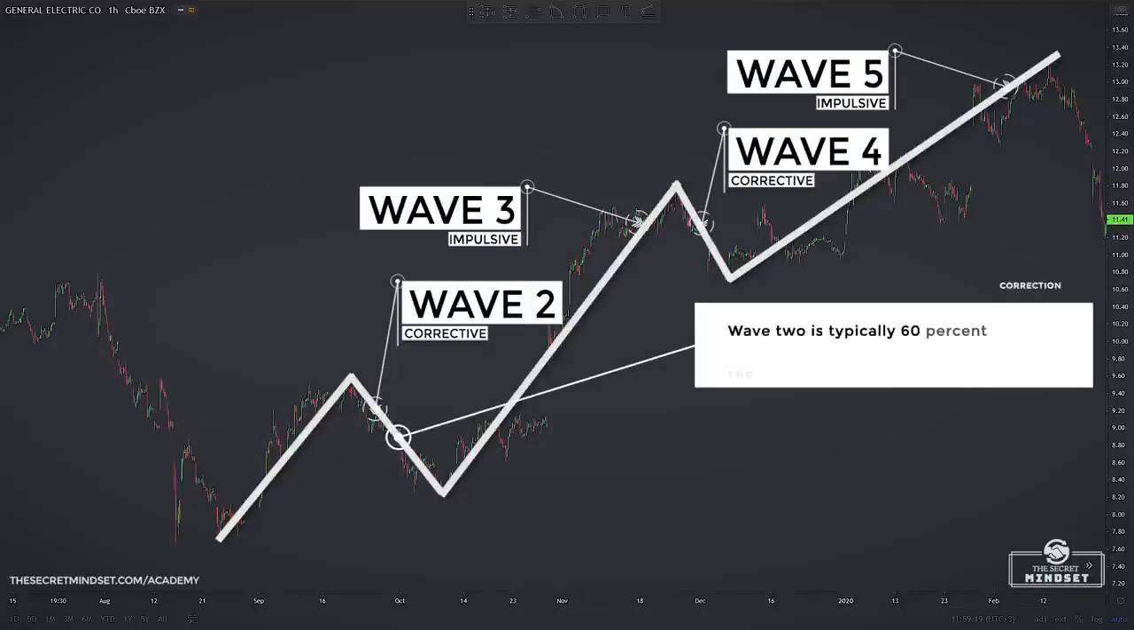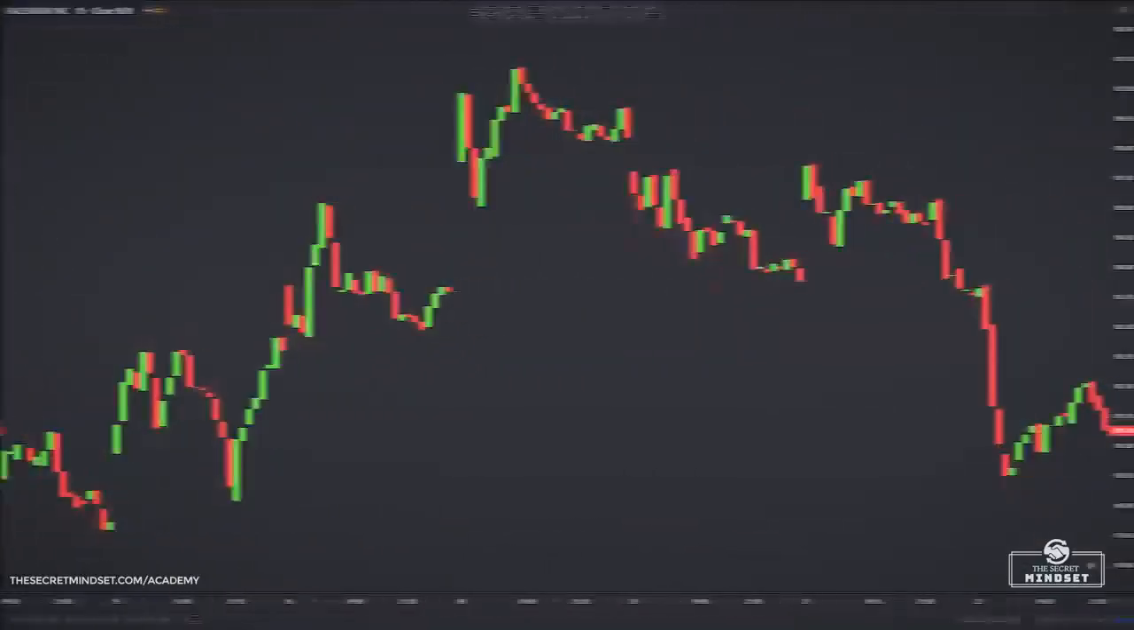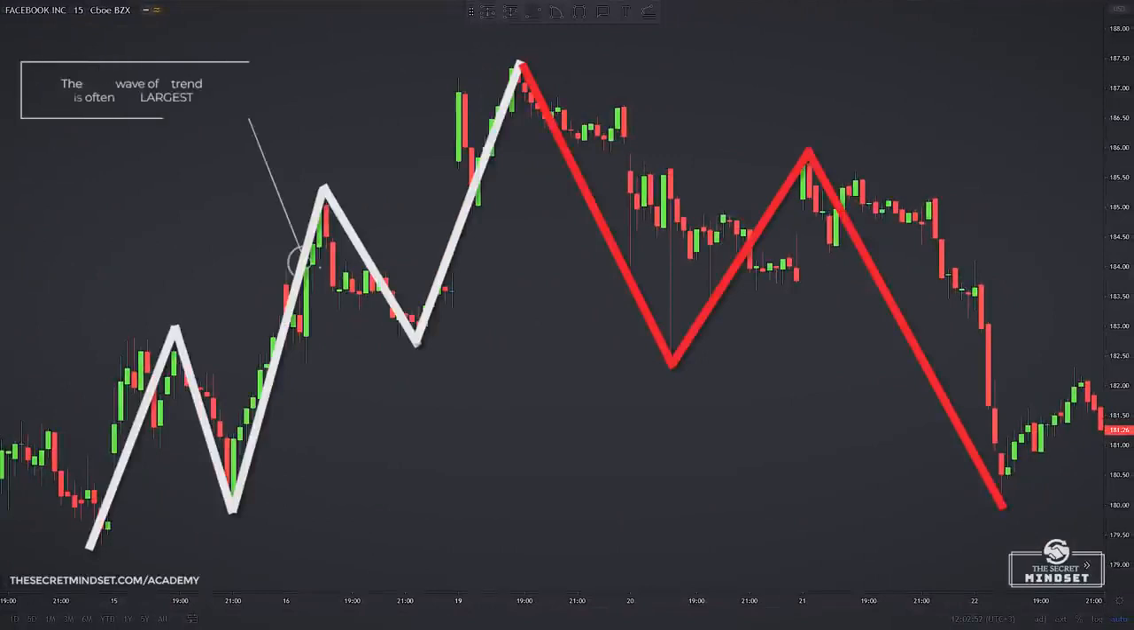Based on the research of Elliott, wave 2 is typically 60% the length of wave 1. For example, if wave 1 advances $1, then wave 2 will likely see the price drop by about 60 cents. Wave 2 is followed by impulse wave 3. The third wave of the trend is often the largest, usually much bigger than wave 1.